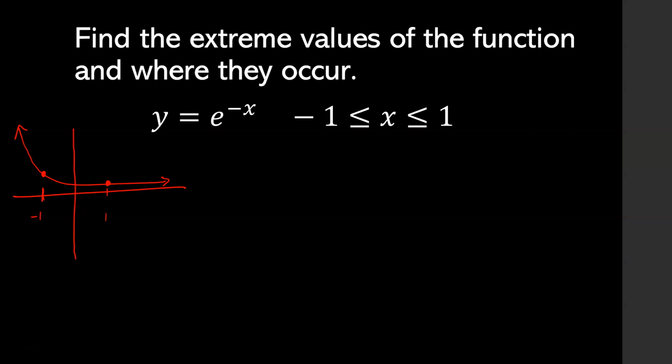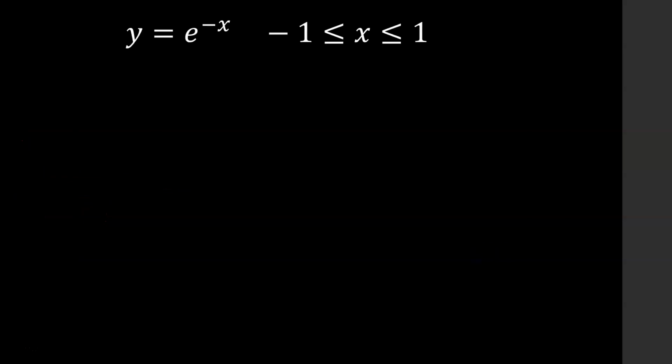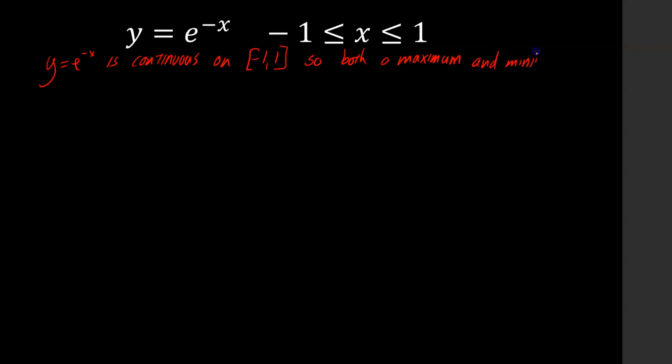But let's do all the work and make sure. So the first thing we need to do is state the extreme value theorem. y equals e to the negative x is continuous on the closed interval -1 to 1. So both the maximum and minimum are guaranteed. Okay, so after we make that statement, we're going to find critical values.